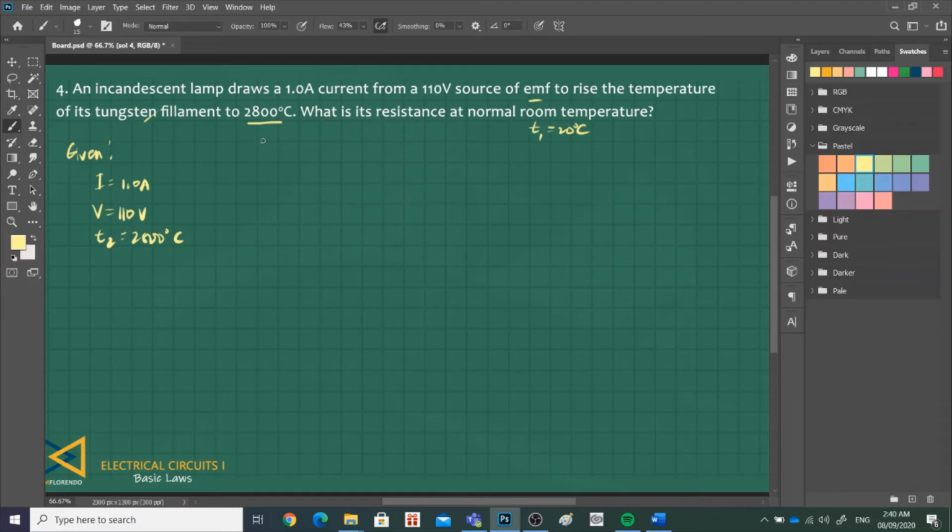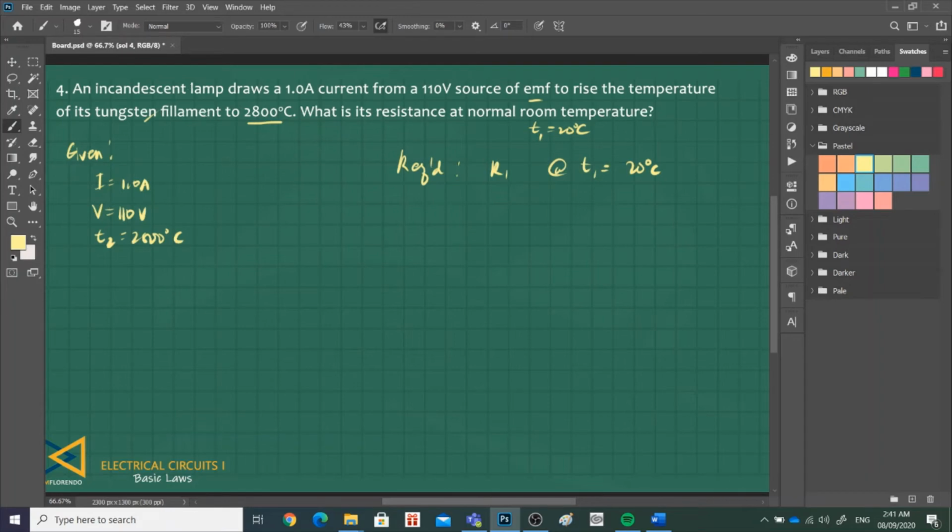So, what is its resistance at normal room temperature? Basically, in the question we already have a hint that what is being asked is the resistance R sub 1, because it says normal room temperature. What is required is R sub 1 at T sub 1, which is 20 degrees Celsius. So, we can verify that with the condition that we have a circuit.